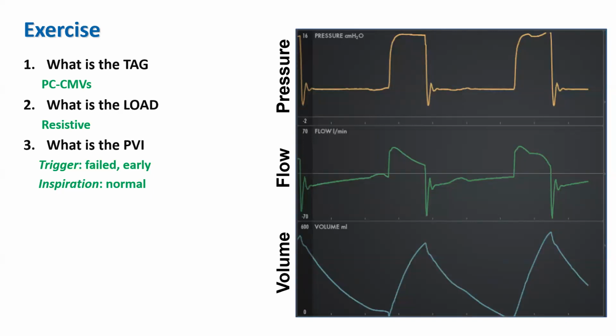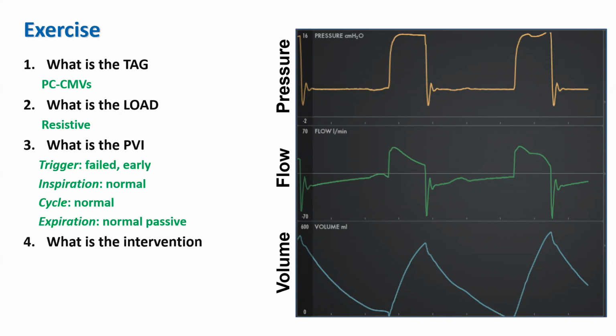Other than that, inspiration is normal. The cycle appears to be normal. We have a nice peak expiratory flow. We have no inspiratory hold here. Everything looks good. Expiration is normal and passive, except for these failed trigger efforts.